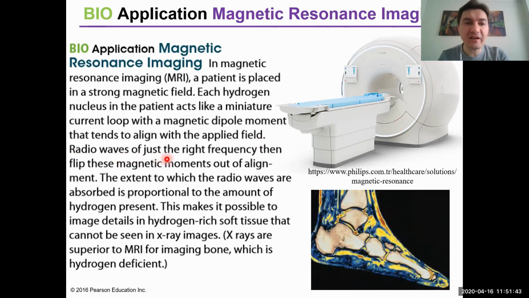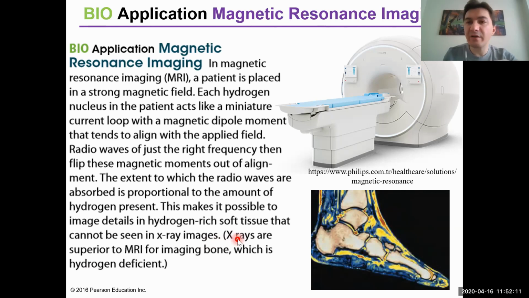Radio waves of just the right frequency then flip these magnetic moments out of alignment. So you apply radio frequency to manipulate the magnetic moments. The extent to which the radio waves are absorbed is proportional to the amount of hydrogen present. Then this makes it possible to image details in hydrogen-rich soft tissue that cannot be seen in X-ray images.